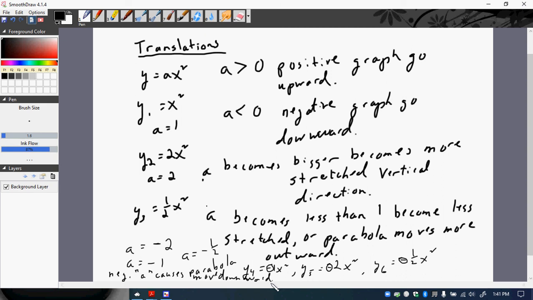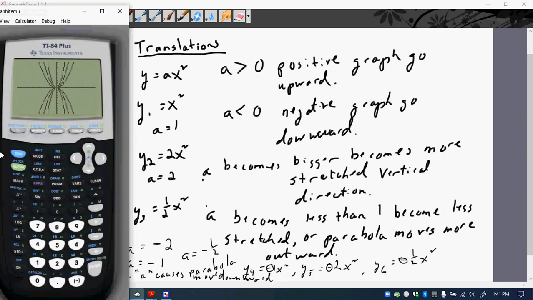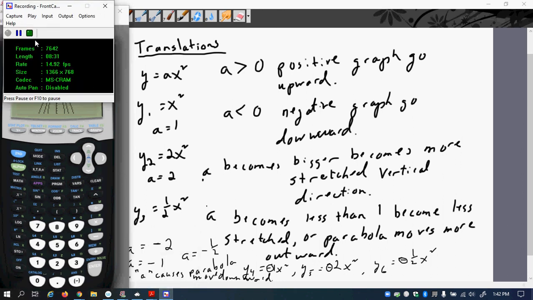Okay, so you can see that here in the graph. All the negative a's are down here, and all the positive a's are here. When a is bigger than 0, it positively goes upward. If a is less than 0, it's negative, which makes it go downward. And as we make a bigger, it becomes more and more stretched. Okay, so those are the major points for this particular section.